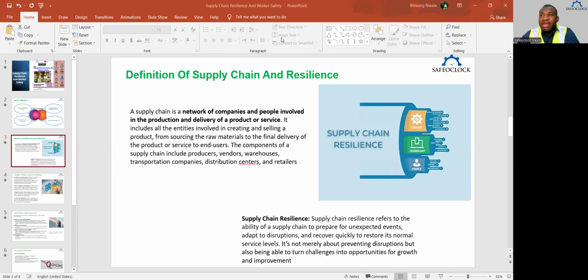So the resilience part of it is making provisions, making adjustments, and putting measures in place to caution any effects that could result due to unexpected break or unexpected interruption in that supply chain, ensuring that it doesn't affect the project, ensuring that there is a way out of it. And when this happens, safety is also put into consideration in all these.